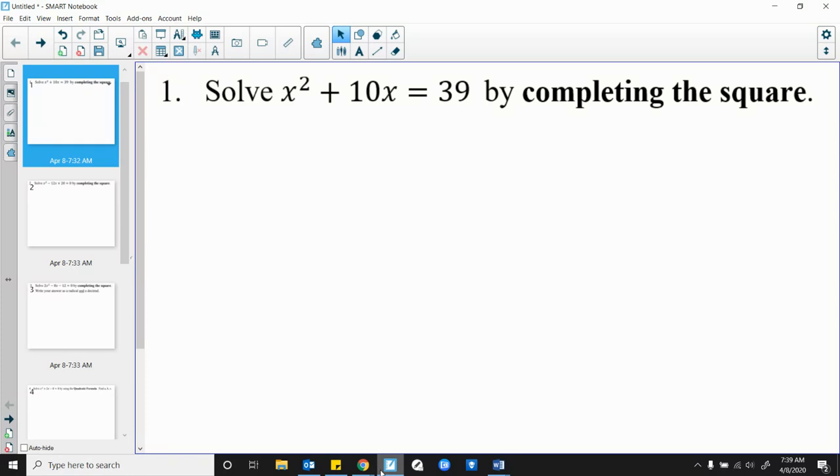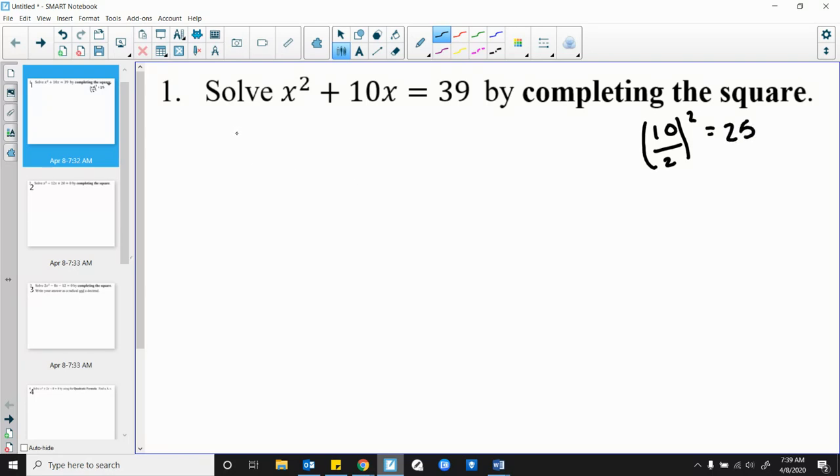So let's go ahead and get started here. All right, number one is solve x squared plus 10x equals 39 by completing the square. The first thing we want to do is check to make sure that our variables are on the left and our constant numbers on the right, which it is. After that, we want to make sure there's nothing in front of x squared, which there isn't. Then we can use b over 2 squared. So we're going to do 10 over 2 and then square it. 10 divided by 2 is 5. 5 squared is going to give me 25.